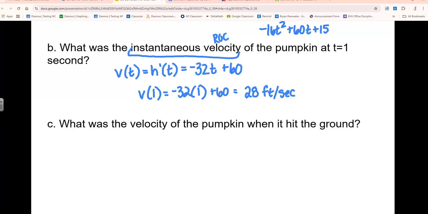Now, it's positive, which tells me it's still going up. If I went over a little further, if I plugged in 2 for this, I'd start to get a negative. That velocity has direction. It tells you it's going back down if you get a negative velocity.